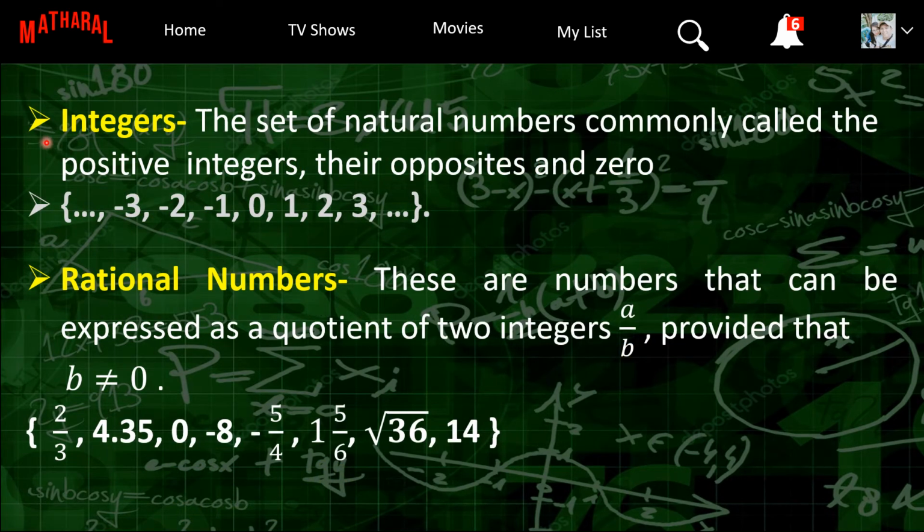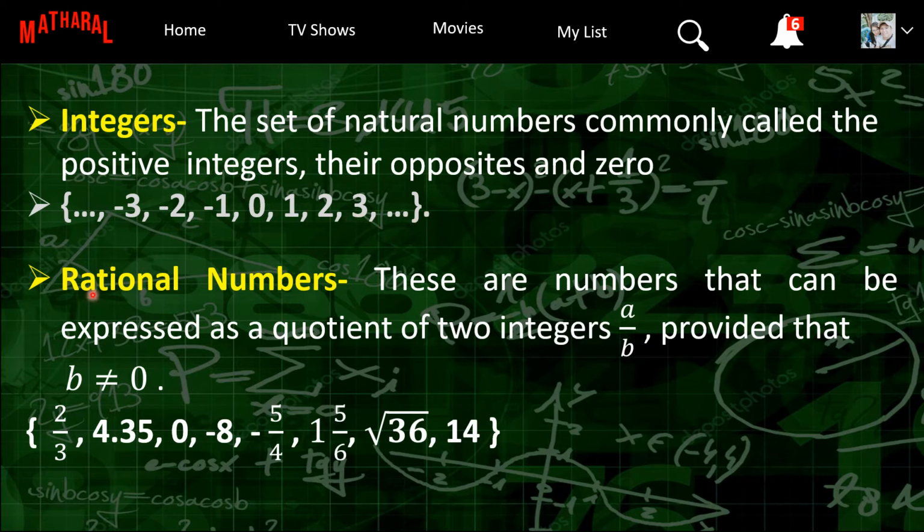So we have here integers. We already know about the integers as what we had in our previous discussions. Integers, the set of natural numbers commonly called the positive integers, their opposites and zero. So here, the sets whose elements are from 0 to its left, -1, -2, -3, so on and so forth. From 0 to its right, 1, 2, 3, so on and so forth.